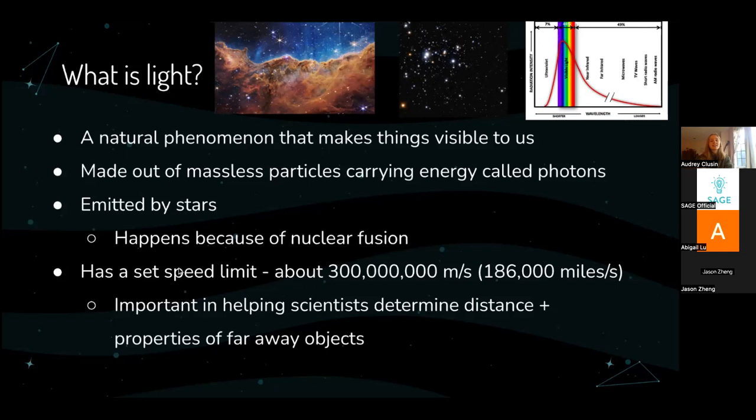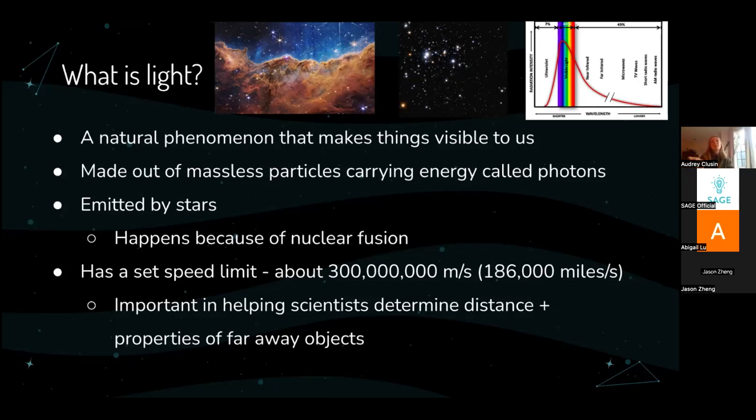Light, you might have heard, has a set speed limit, the speed of light. It's about 300 million meters a second, or 186,000 miles per second. This is really important in helping scientists determine distance and properties of faraway objects, because we know that light has a specific speed that it's supposed to be traveling. And based on certain properties of the light, we can determine how far away things are from us.